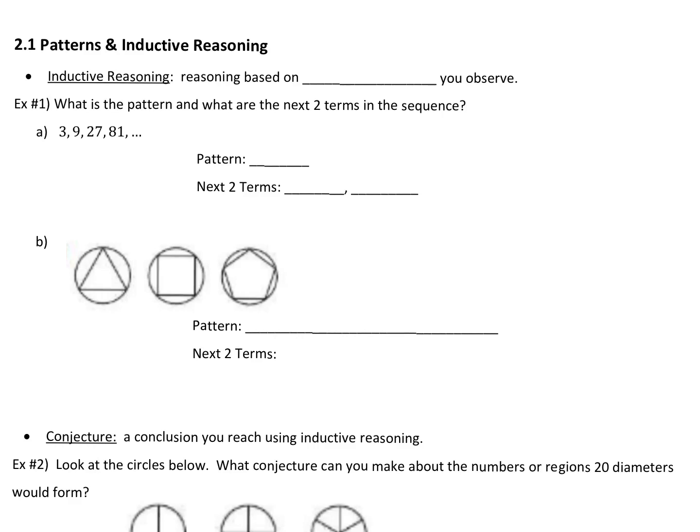Inductive reasoning is reasoning that you do, right? Be a reasonable person based on patterns that you're seeing. So you're looking for patterns to help you figure out what the next step is, okay? So it's reasoning based on patterns that you observe. So if you look at example 1 here, it says, what is the pattern?